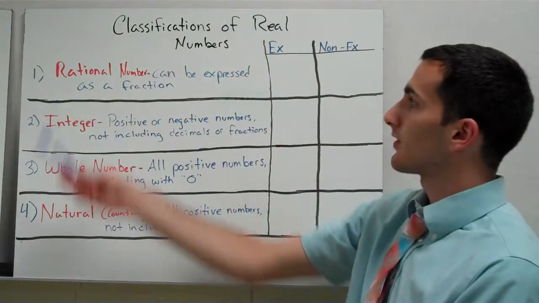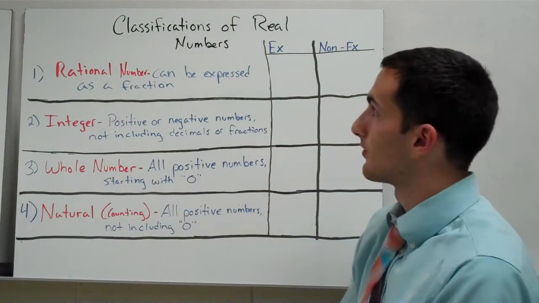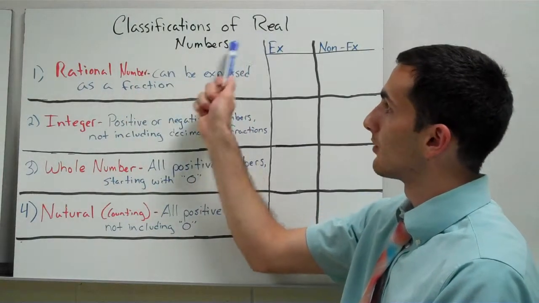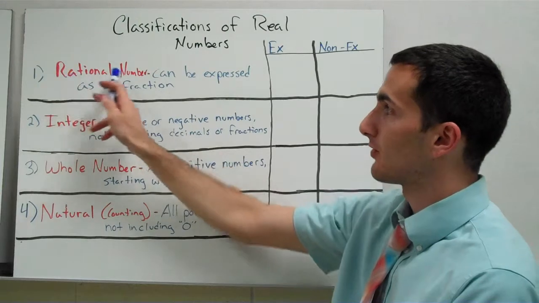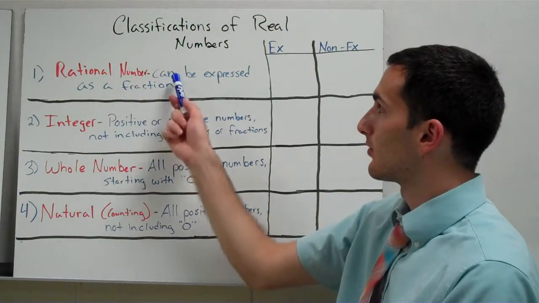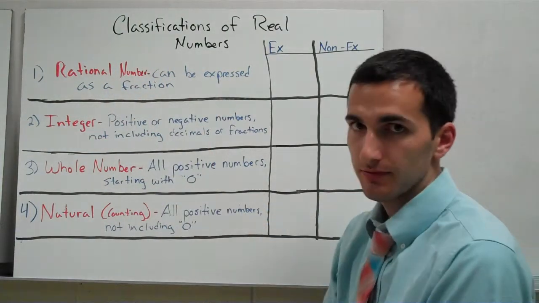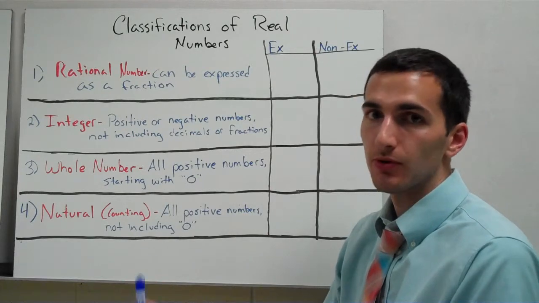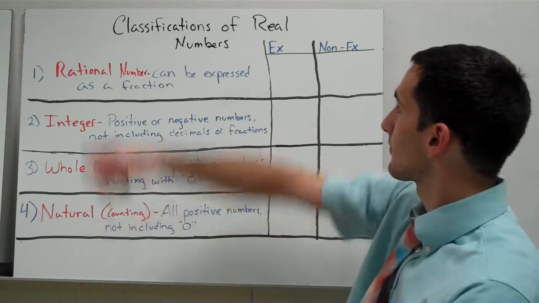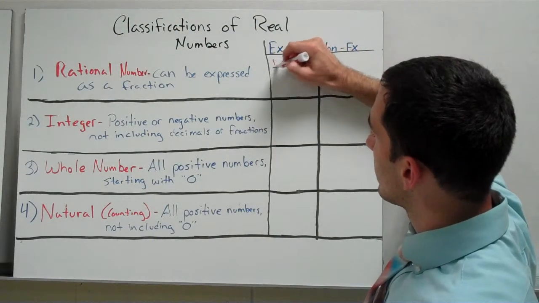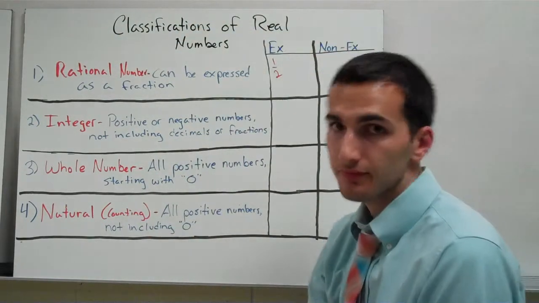Alright, so first off, let's define all these classifications. Classifications of real numbers are as follows. First, like I said, are your rational numbers. Rational numbers can be expressed as a fraction. Okay, so a rational number is any number that can be expressed as a fraction. An example of that would be 1/2. That would be a rational number.